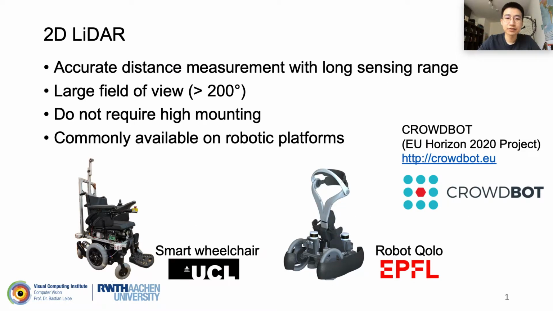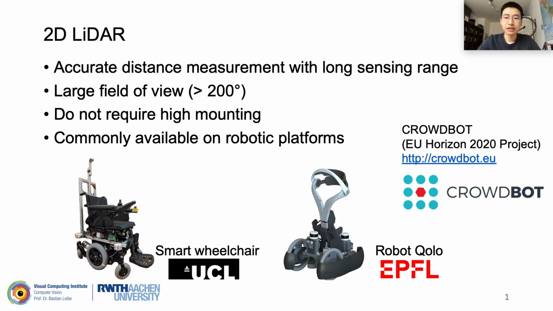2D LiDARs, also known as laser scanners, are useful sensors for many robotic applications, including person detection. They give accurate distance measurement with long sensing range. Compared to cameras, they have a much larger field of view, typically greater than 200 degrees. In addition, they are usually mounted at close to ground level, which is very easy for robot design.